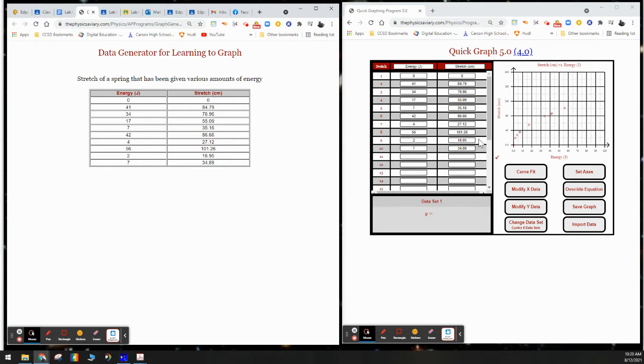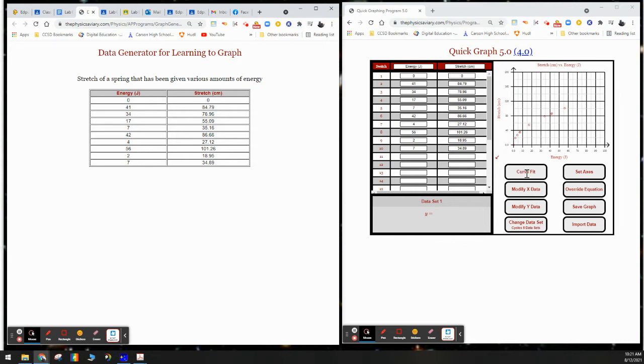Now what we want to do is take a look at our graph. So we have stretch versus energy here. Notice when we do this, whatever was in the y-axis always goes first before the versus, and whatever is in the x-axis always goes after. We will use that concept throughout the entire course.